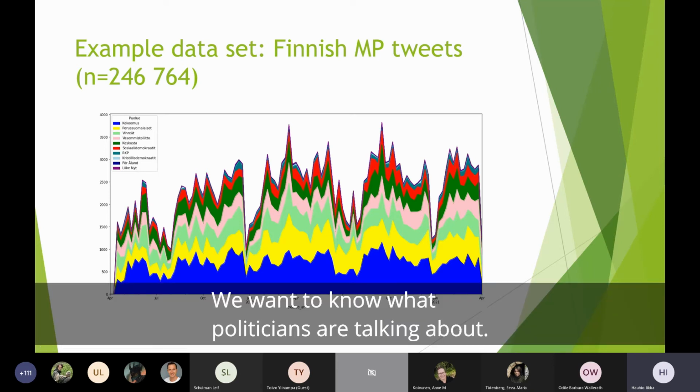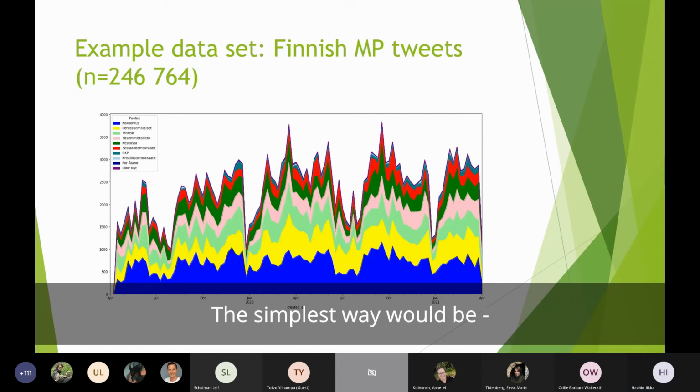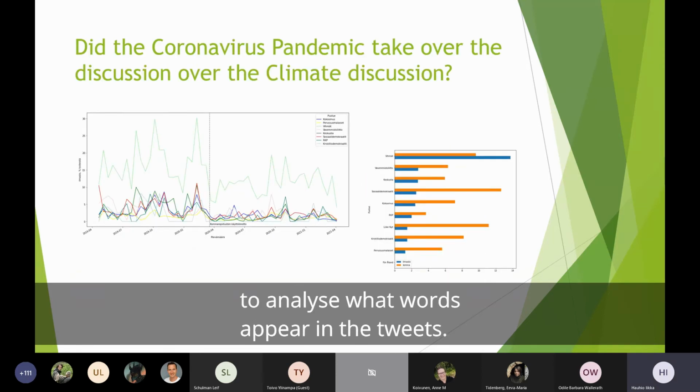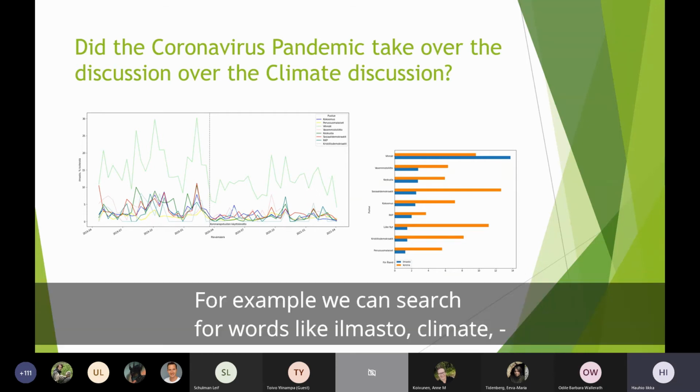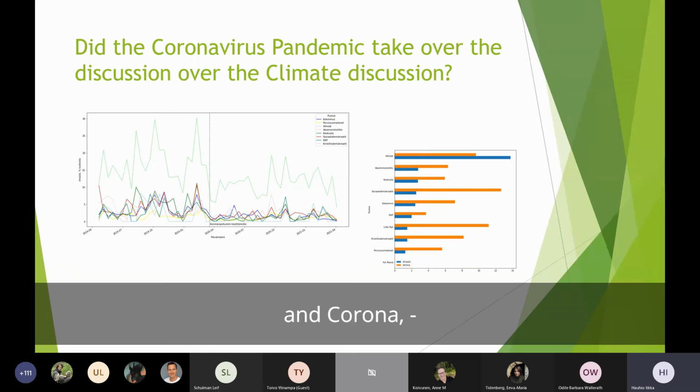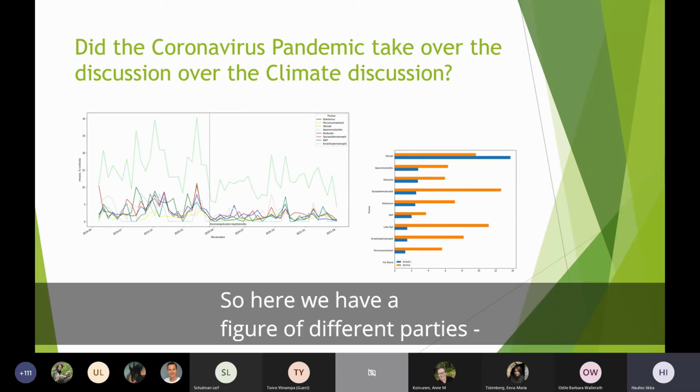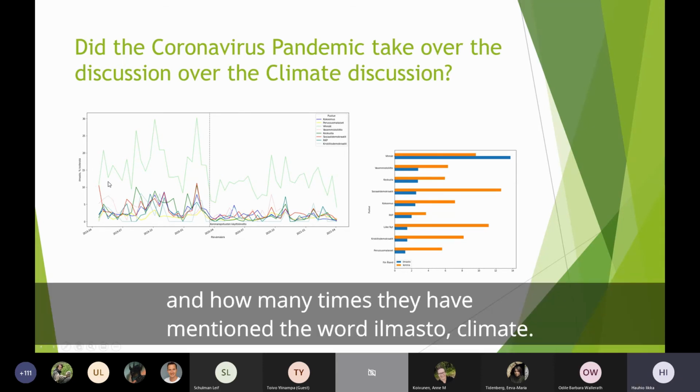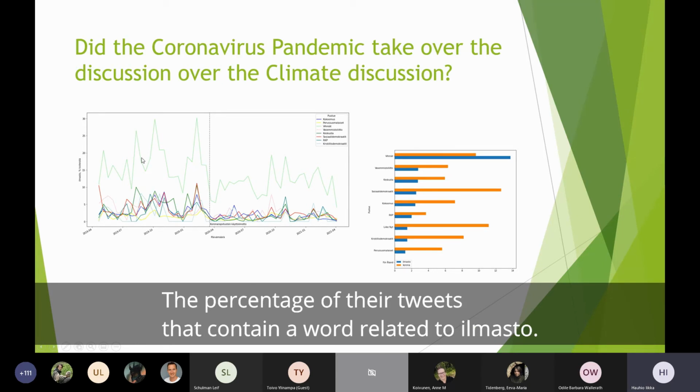And we want to know what politicians are talking about. So the most simple way would be to analyze what words appear in the tweets. For example, we can search for the words ilmasto, climate, and corona, and then see how these have changed. So here we have a figure of different parties and what percentage of their tweets contain a word related to ilmasto.